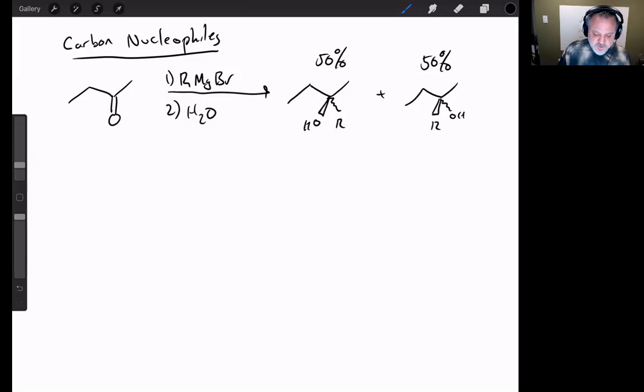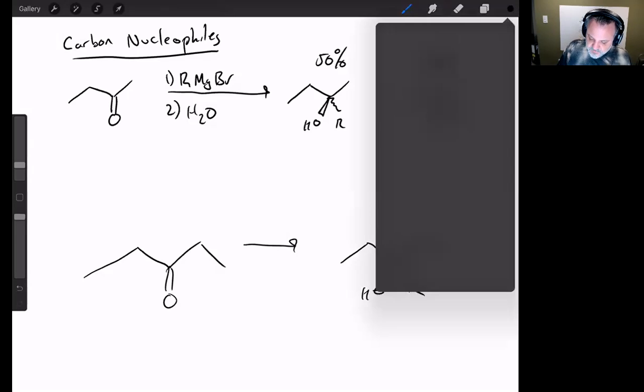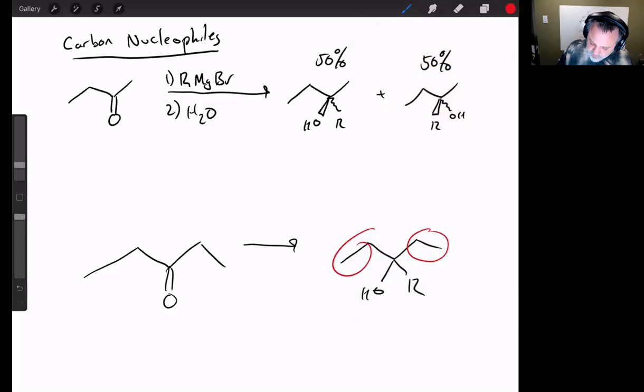Yeah, so when are you going to have to think about stereochemistry? The question was asked, when am I going to have to think about the stereochemistry? Well, it really is in the starting material. If the starting material is symmetrical, then the resulting alcohol has two groups on it that are identical, and so it does not form a chiral center.